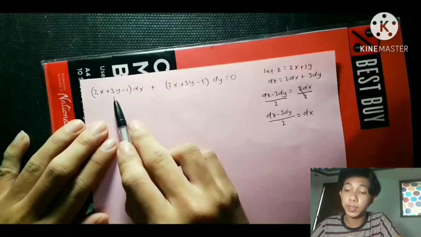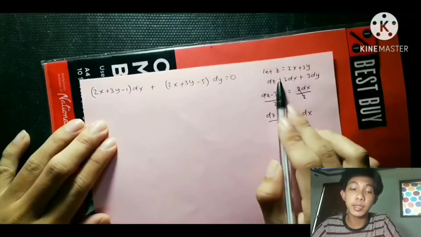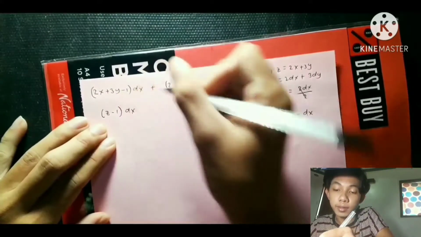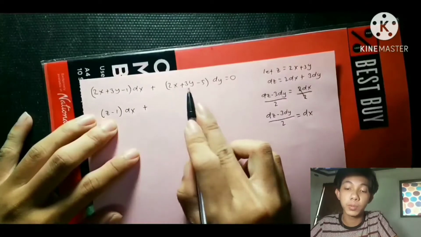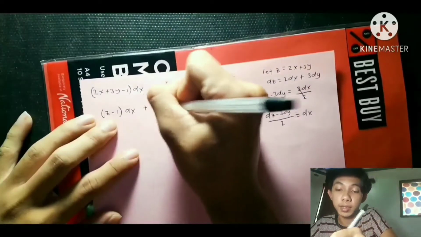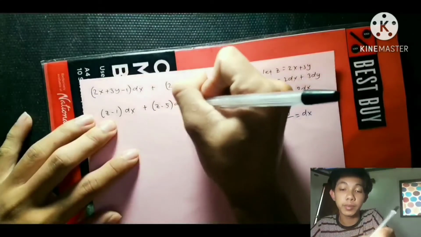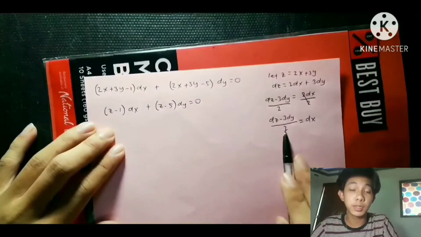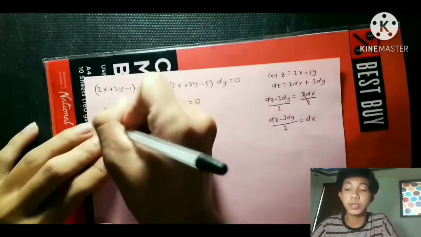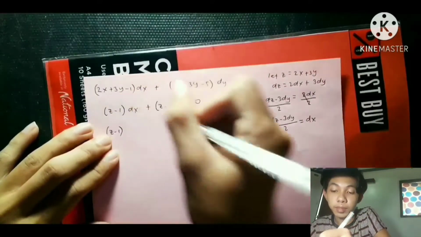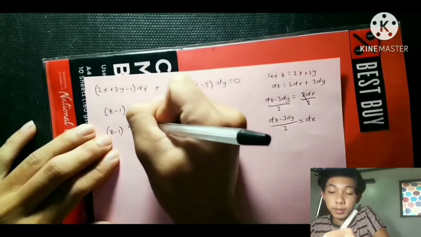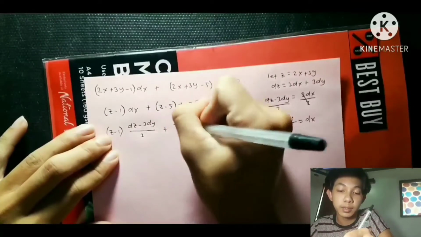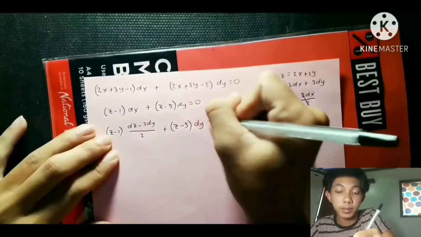So, the 2x plus 3y, we substitute it as z. So, it becomes quantity z minus 1 dx plus 2x plus 3y, which we also substitute, becomes quantity z minus 5 dy is equal to 0. If you notice, we also solved our dx, so we can substitute it as well. Copy, z minus 1 dx is dz minus 3 dy over 2 plus z minus 5 dy is equal to 0.